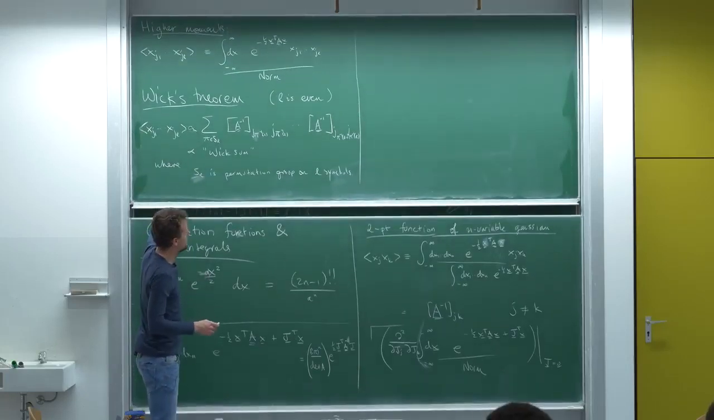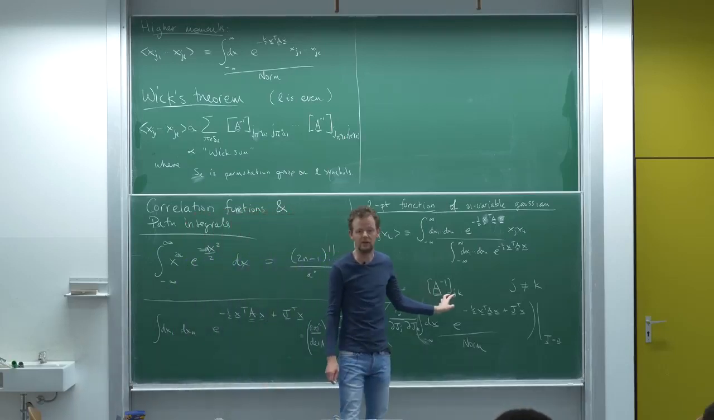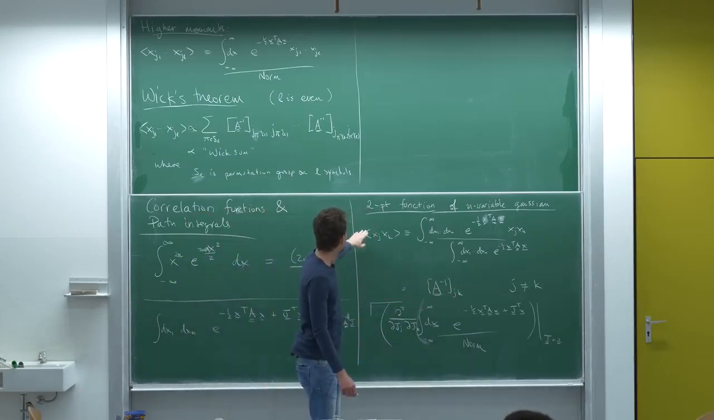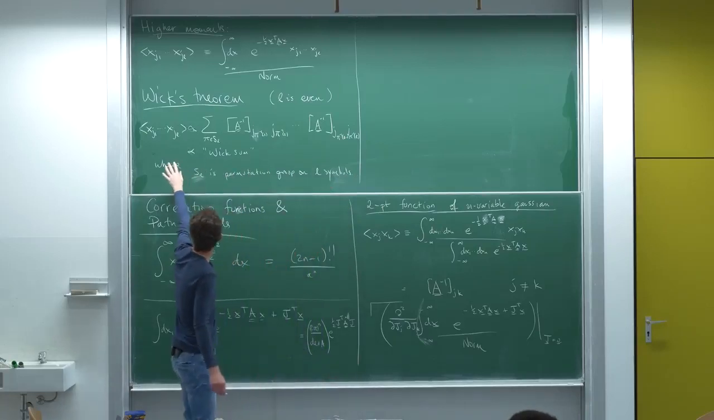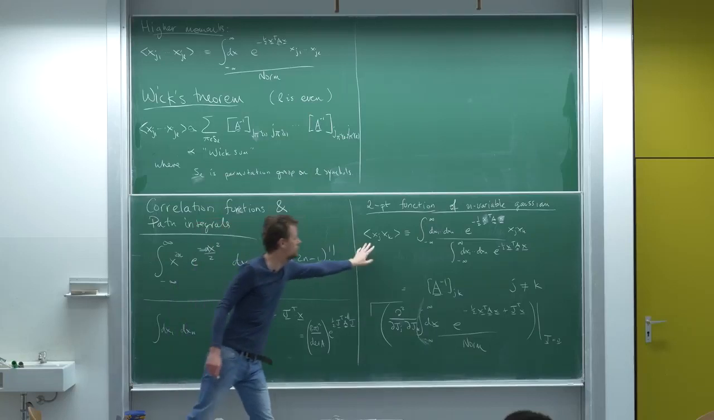We'll sort that out in a second. Yeah, A is symmetric, so A_KJ equals A_JK. What we found is that we can express this L-point function here in terms of two-point functions.